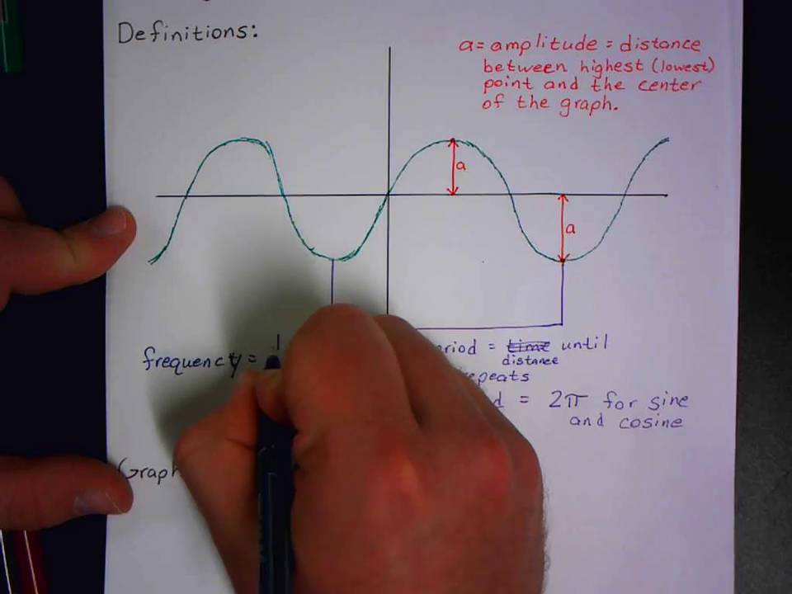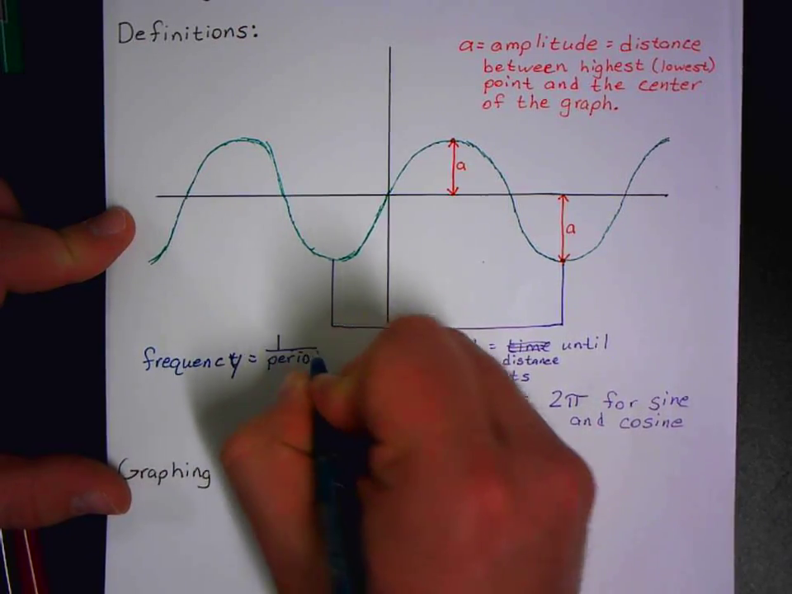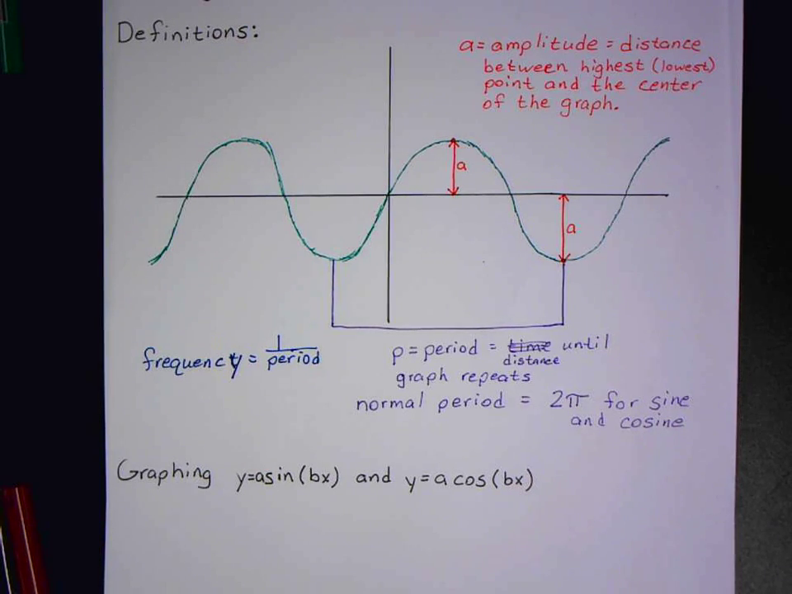Frequency is 1 over the period. We'll do a little bit more with that later on in this chapter. We do have some questions that talk about frequency. You take your period and you divide by it, and that actually has to do with the time.